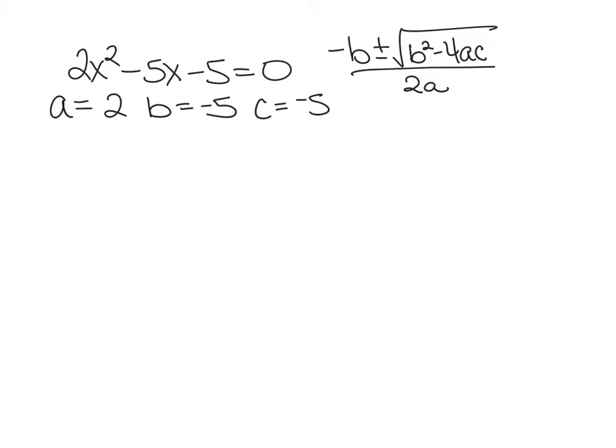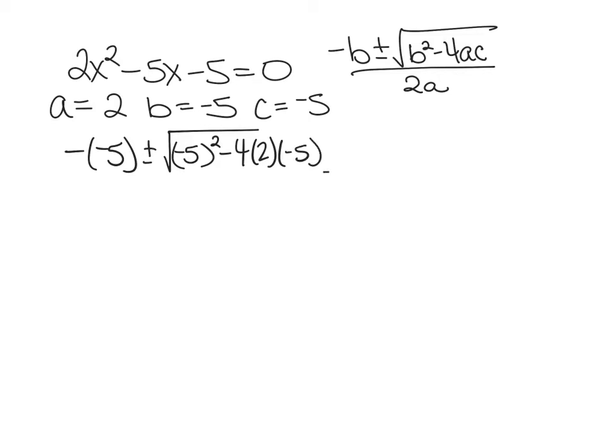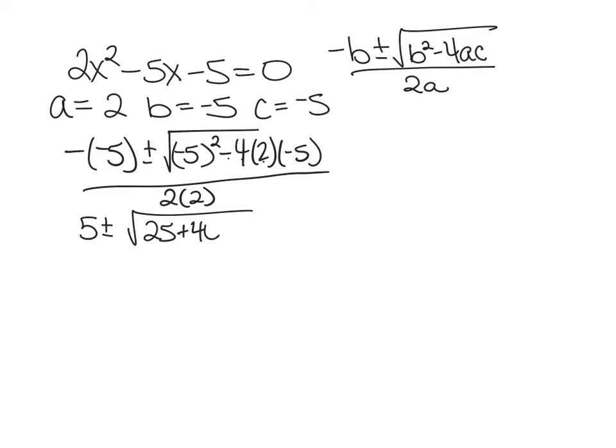So we have negative 5 plus or minus the square root of negative 5 squared minus 4 times a, which is 2, times c, which is negative 5, all divided by 2 times a, which is 2. So that's 5 plus or minus the square root of 25, and that's negative 4 times 2 is negative 8 times negative 5, which is plus 40, all over 4.